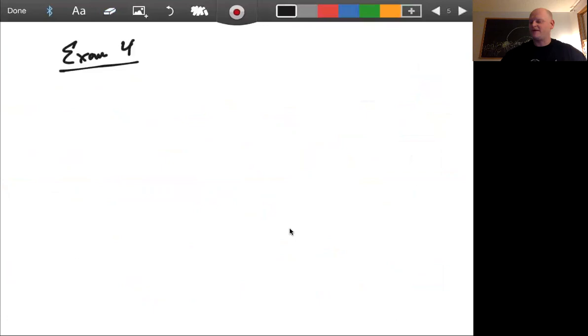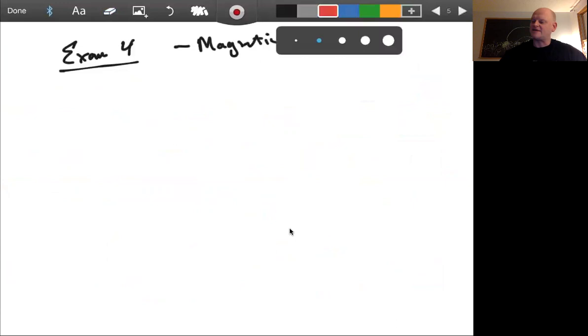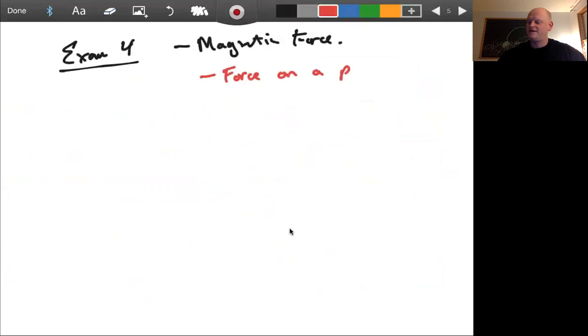So here we're looking at magnetic force. Subtopics inside of here would be force on a particle, so a charged particle moving in an external magnetic field, force on a wire, and also force between parallel wires. So these were the major topics in this section, at least for magnetic force.